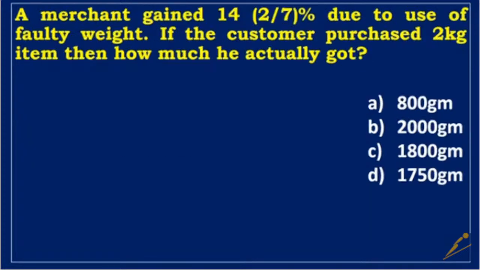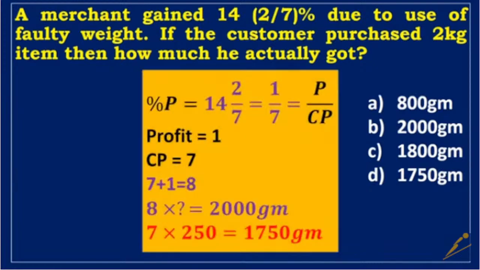Fourth example. A merchant gained 14.2 by 7% due to the use of faulty weight. If the customer purchased a 2 kilogram item, then how much did he actually get? The given profit percentage is 14.2 by 7%. We have discussed this in Speed Maths 3. The mixed fraction 14.2 by 7 equals 1 divided by 7.